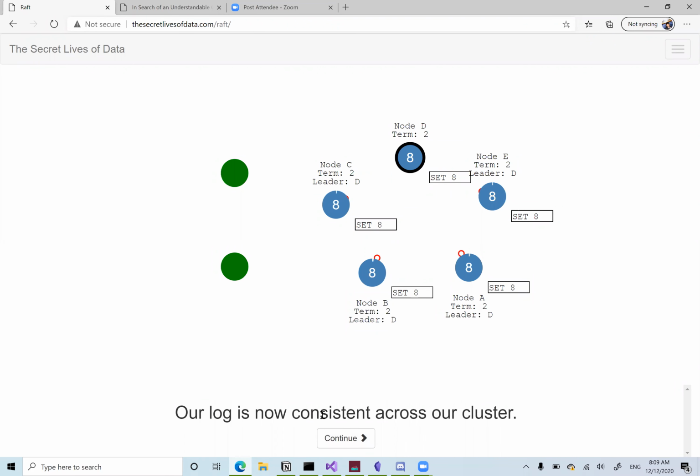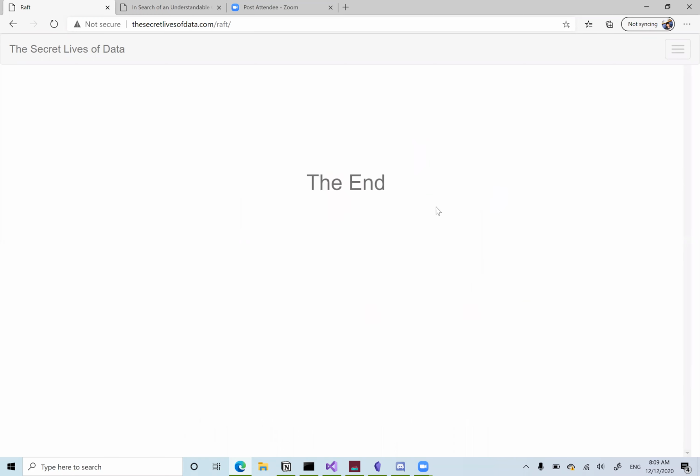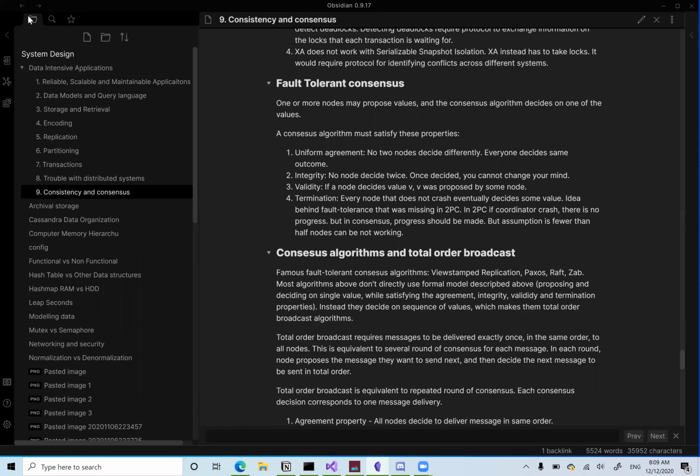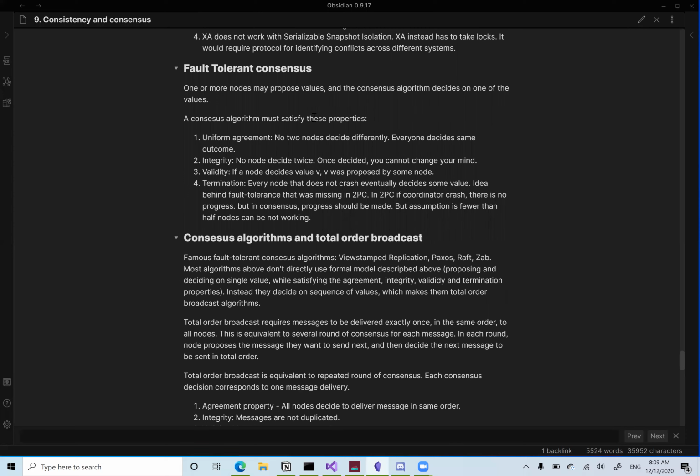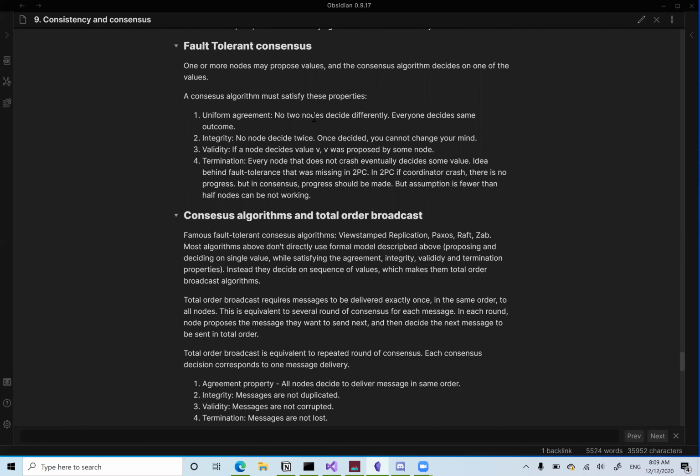Okay, so our log is now consistent across our cluster. Yeah, this was the secret lives of data. So now with this, we can come back to fault tolerant consensus, which has been discussed in this book. A fault tolerant consensus must satisfy these four properties, right? These four properties are uniform agreement, integrity, validity, and termination.